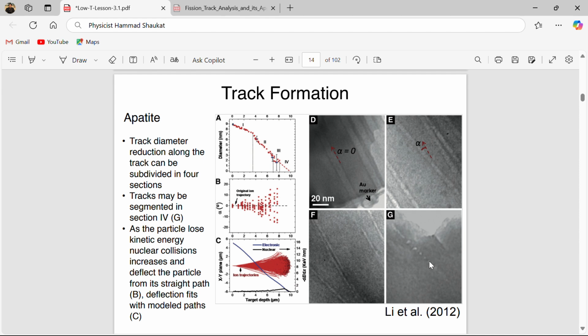As the particle loses kinetic energy, because once your particle penetrates it loses kinetic energy, nuclear collision increases and deflects the particle from the straight path. Once your particle strikes, it loses kinetic energy, and definitely it deflects the original straight path. You can see this is coming, and somehow deflected.